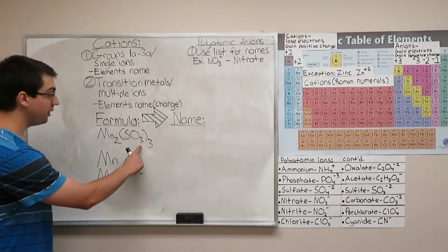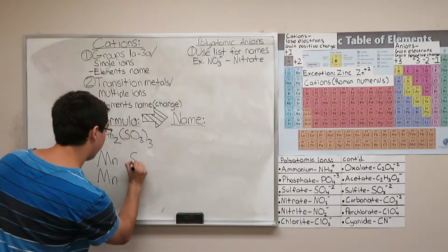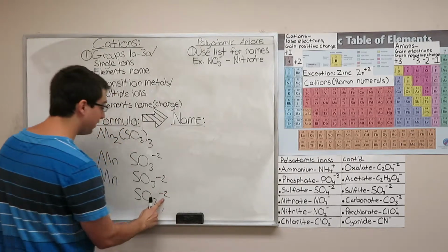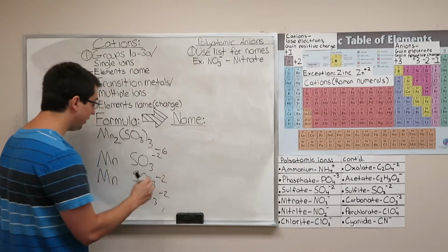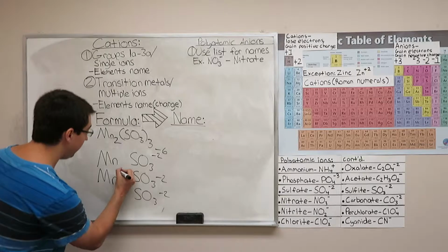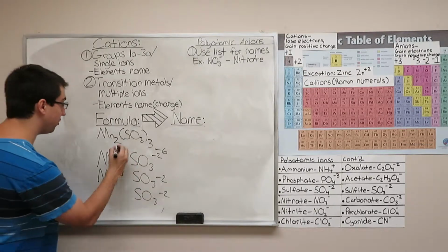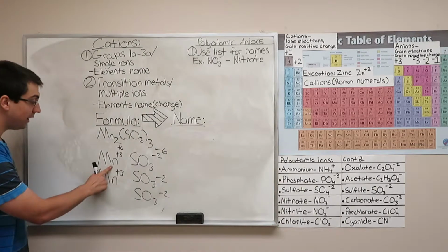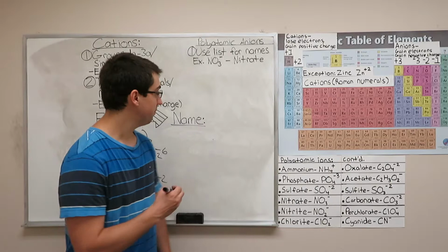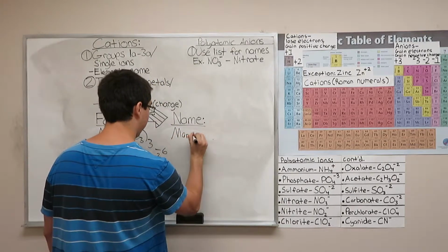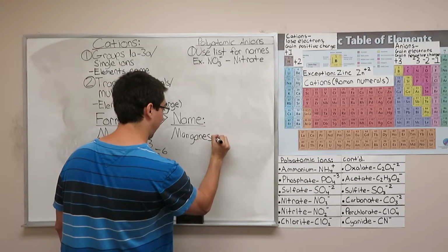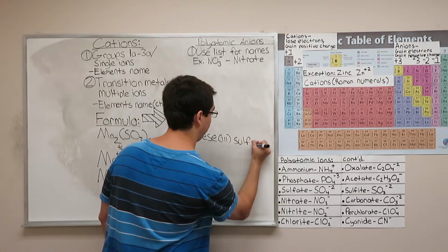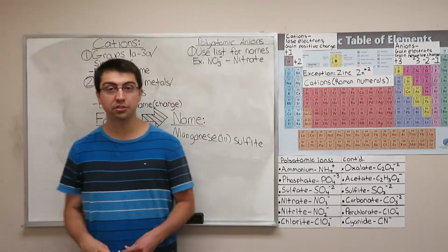If we look at the formula, this subscript 3 means that we have 3 sulfites. The -2 plus -2 plus -2 is -6. We want these 2 manganese atoms to balance out with these 3 sulfites. If each manganese carries a +3 charge, the +3 plus 3 is +6. The +6 and -6 charges do balance each other out. And since each manganese has a +3 charge, we're going to name it manganese(III). And then we have SO3, that's sulfite. And the name is manganese(III) sulfite.